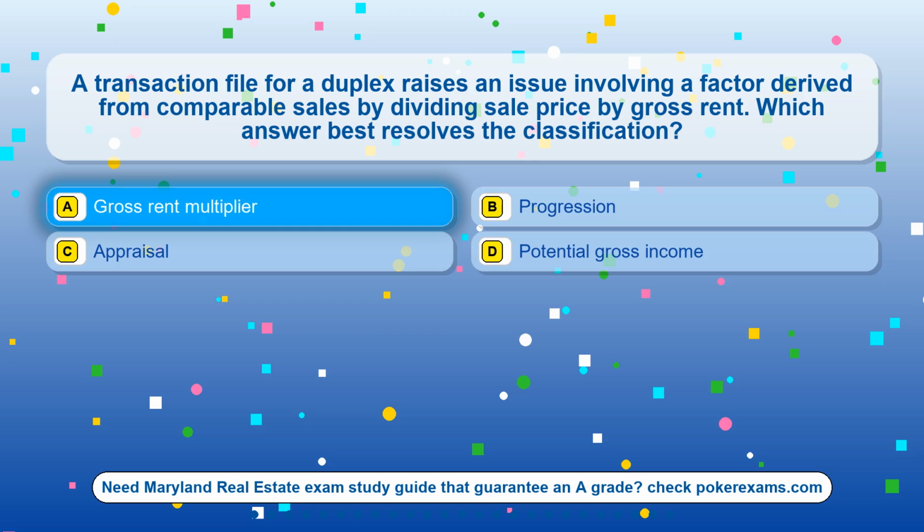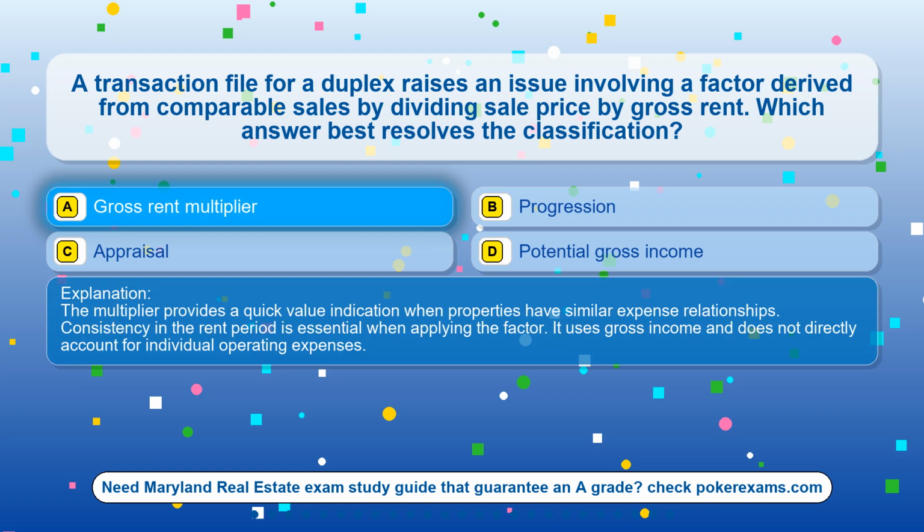The correct answer is option A, gross rent multiplier. The multiplier provides a quick value indication when properties have similar expense relationships. Consistency in the rent period is essential when applying the factor. It uses gross income and does not directly account for individual operating expenses.